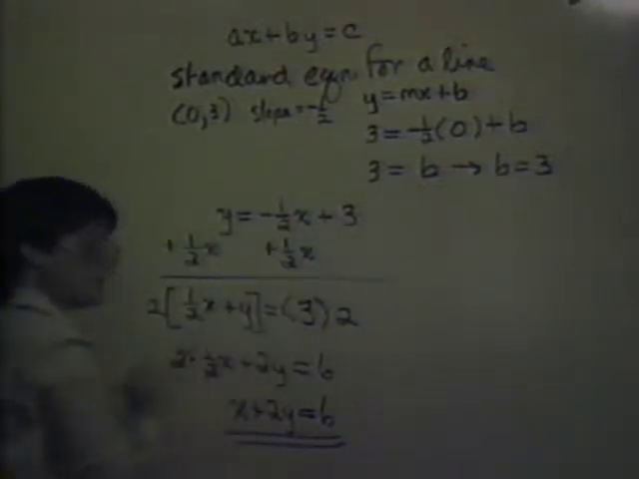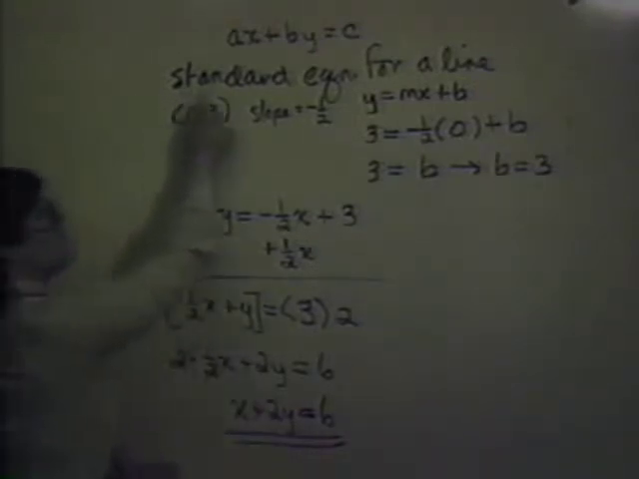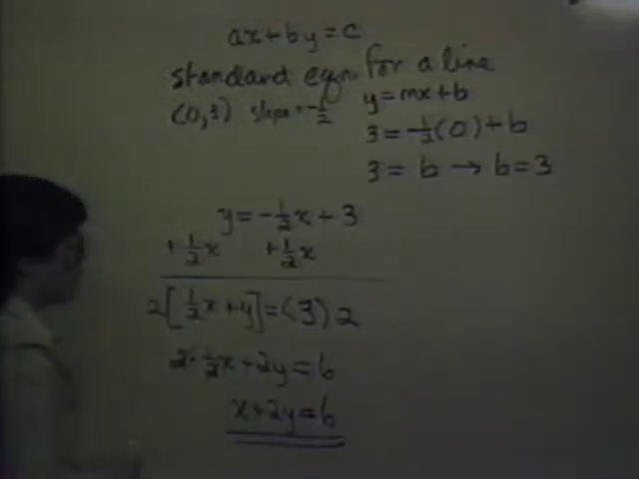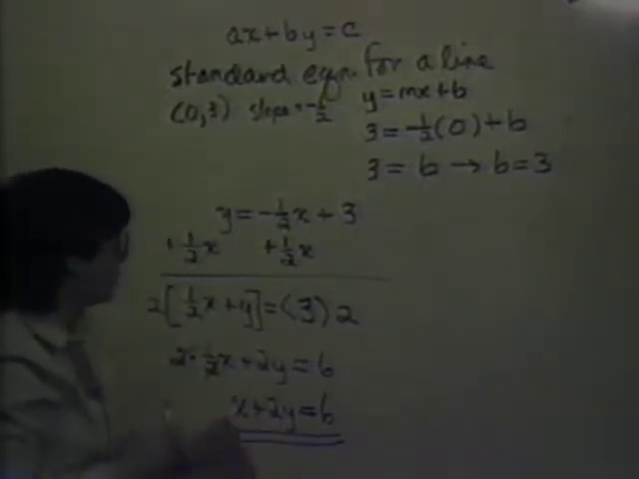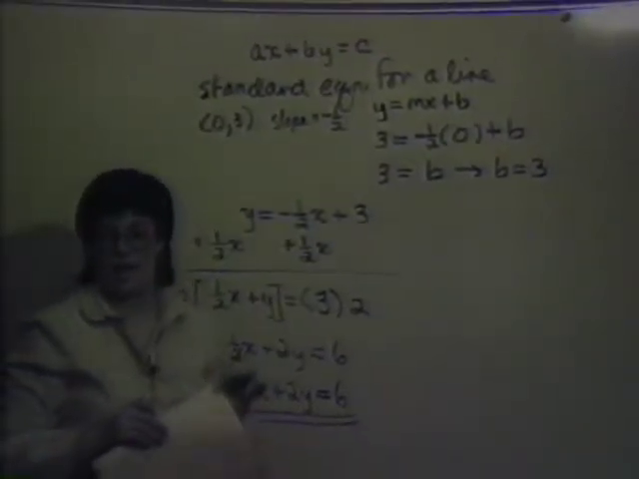This is the slope-intercept form. This is the standard form, and the direction said to write it in standard form. So we're finished with that problem, Bun. I hope that that's been a help to you. Good luck with the rest of your homework, and thanks for giving us a chance to help you with it.